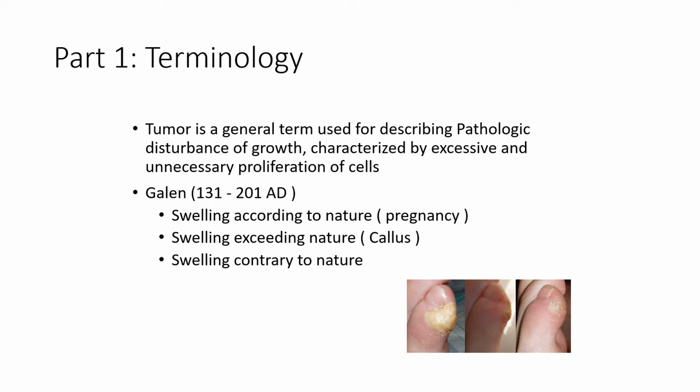Remember the term tumor in the cardinal signs of inflammation? Tumor is a general term used for describing pathologic disturbance of growth characterized by excessive and unnecessary proliferation of cells. Galen described a tumor as swelling according to nature, such as in pregnancy, swelling exceeding nature, such as a callus, as seen in the picture, and swelling contrary to nature.